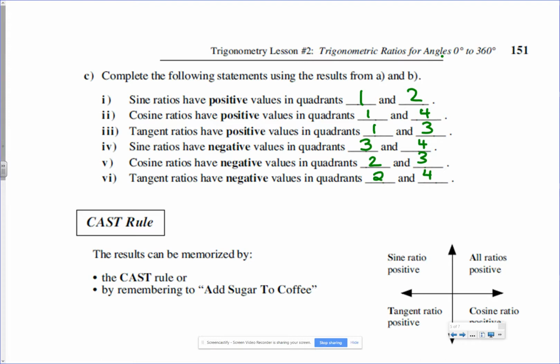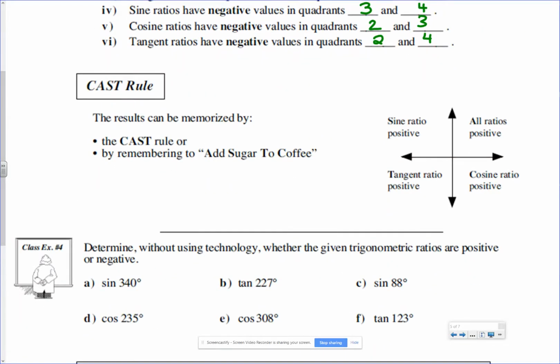So this comes about with what the CAST rule is. So the CAST rule is just a way to remember where it's positive. So cosine ratio was positive in quadrant 4, so that's the C quadrant. Then everything was positive in quadrant 1, that's A. Only sine was positive in quadrant 2, so that's S. And then only tan was positive in quadrant 3, so that is T.